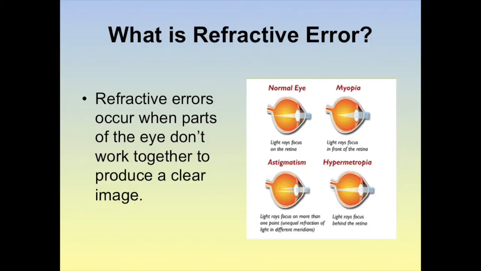Well, refractive error means that there's an error, that things are not quite matched up. The length of the eye and the power of the lens and so forth are not exactly right, so that the light that comes into the eye does not focus on the retina.